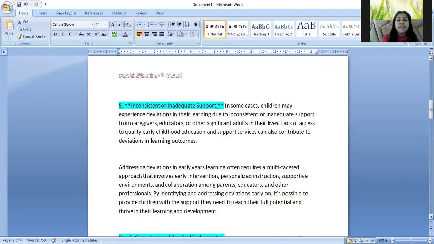By identifying and addressing deviations early on, it is possible to provide children with the support. So we are actually supporting the children they need to reach their full potential and to nurture their inherent potential and thrive in their learning and development.